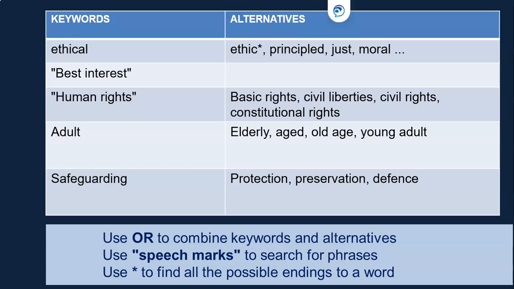Note that I've used a few advanced search techniques here. So, for example, with the term ethic, I've put in a star. The star is the truncation or stemming symbol. It will take the word back to its root and find all possible endings for that word. So ethic with the star will find ethic, ethics, ethical, ethically, etc. And it will broaden your search and provide you with more results.